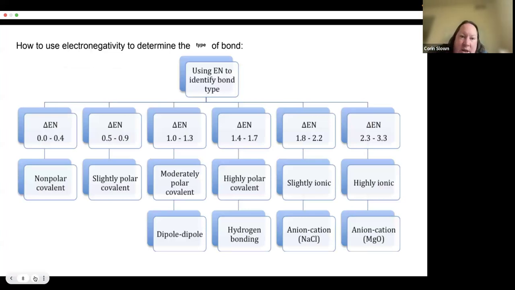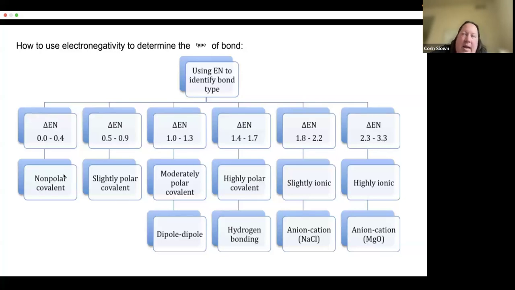One of the pieces that we're going to use to help us is electronegativity. So we're going to refresh our recollection briefly on how we use electronegativity to identify bond types. If you take a look here, these are ranges: the range from 0.0 to 0.4, from 0.5 to 0.9, from 1 to 1.3, from 1.4 to 1.7, from 1.8 to 2.2, and then from 2.3 to 3.3.